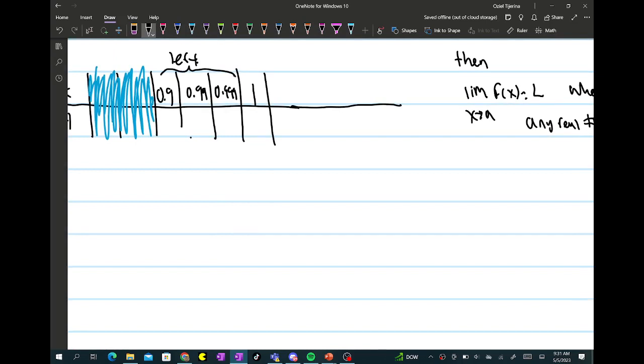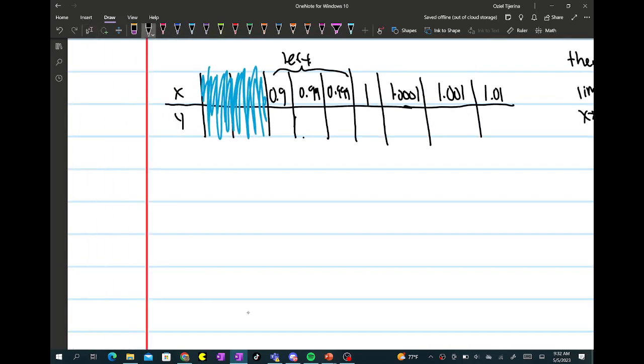And now from the right, we're going to do the following. How does it go again? I think it goes 1.01, 1.001, 1.0001. I cannot remember. I am so sorry, guys, it's the other way around. Oh my goodness. Hold on. It goes like this: 1.01, 1.001, 1.0001. So we want to see what happens at those values when we plug them in for f of x.